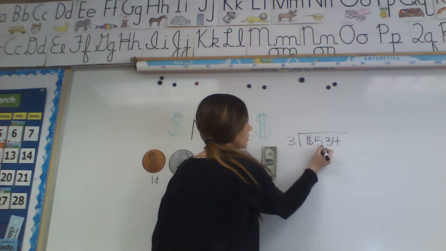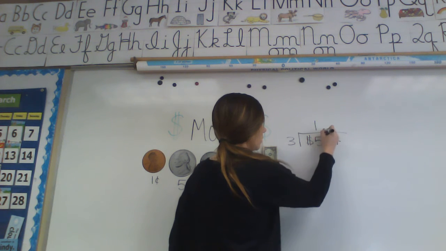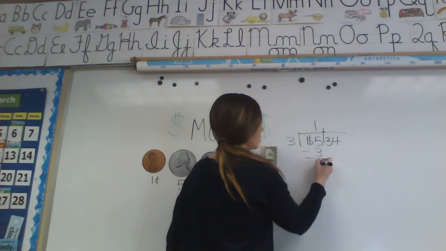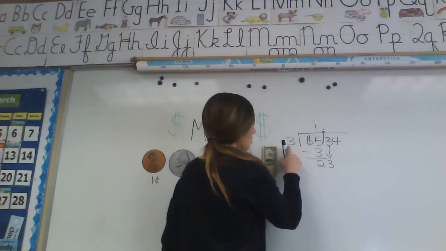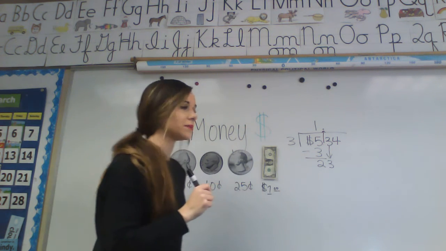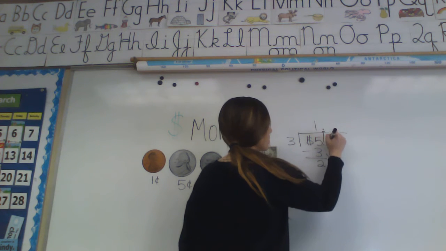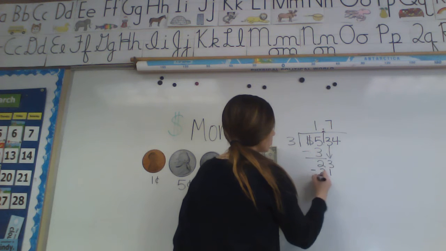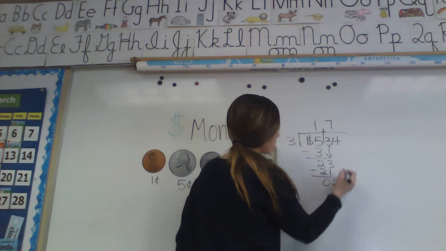Well, 3 goes into 5 one time. We're going to carry up our decimal point. 5 minus 3 is 2. Carry down the 3. 3 goes into 23 how many times? Well, 3 times 7 is 21. So we're going to put the 7 right above the 3. 3 times 7 is 21. 23 minus 21 is 2. 2 minus 2 is 0.